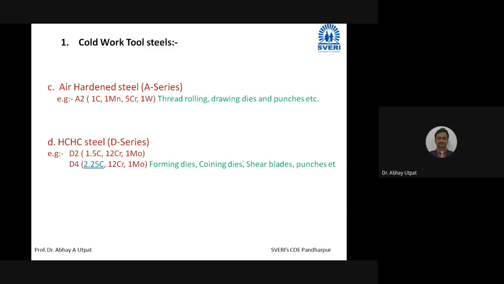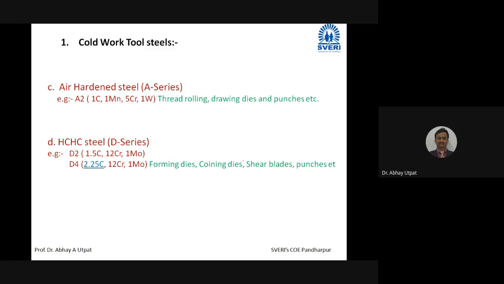To avoid stress, distortion, and quenching cracks, I will cool simply in air and put in more alloying elements. So now the microstructure of air hardened steel will be pearlite plus alloy carbides. I repeat, the microstructure of air hardened steel is pearlite plus alloy carbides, and the microstructure of water hardened and oil hardened steel is martensite. So the latter microstructure will give better hardness. That's why they are not cooled in air or oil.